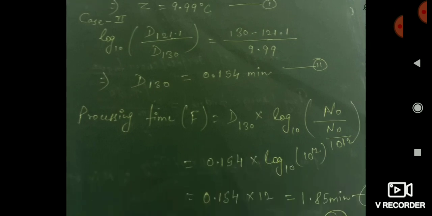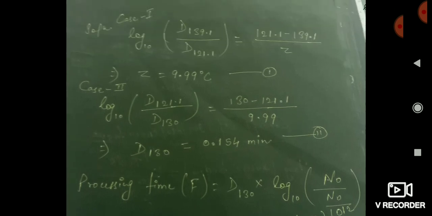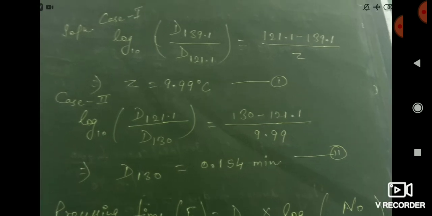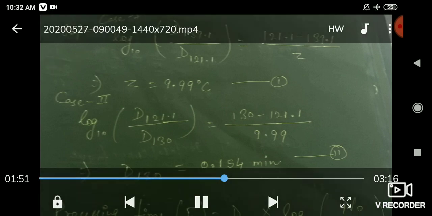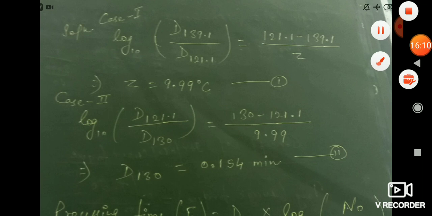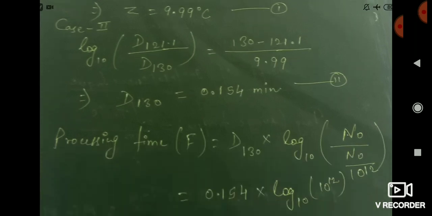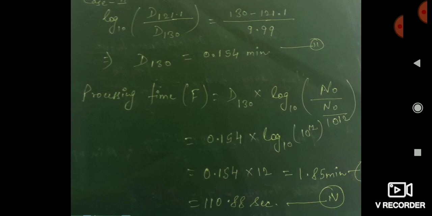Friends, this is the thing which I told you to calculate. One more thing I will tell you. Here I have taken the ratio of log base 10 D121 by D130. You can calculate it another way also, like you can write log base 10 D139.1 divided by D130. Means you can calculate it both ways. Here I am considering the case of 121 degree, so I have taken the decimal reduction time for 121 degree. If you want to calculate by 139.1 degree, you can calculate that way also. The answer is going to be the same.